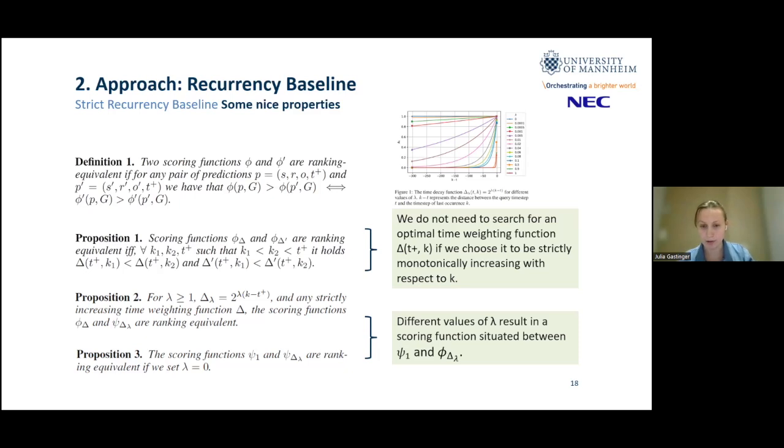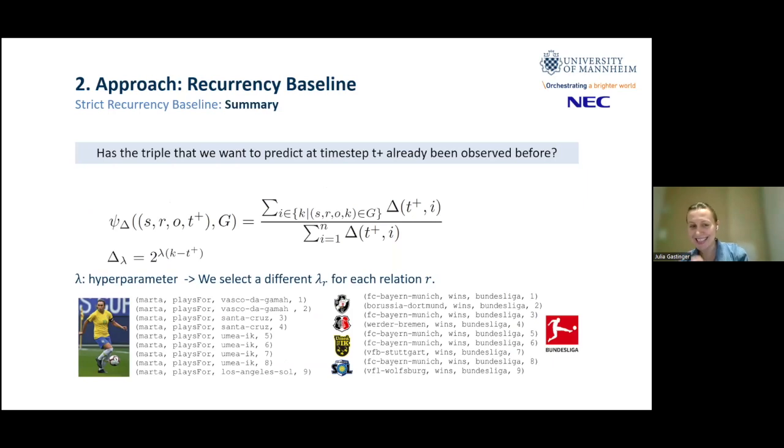I see. Yeah. Wait, so you have this parameter for each relation type? Yes, exactly. That's the next slide. We select a different lambda for each relation type.